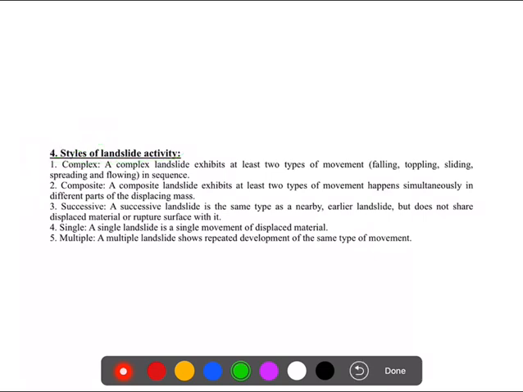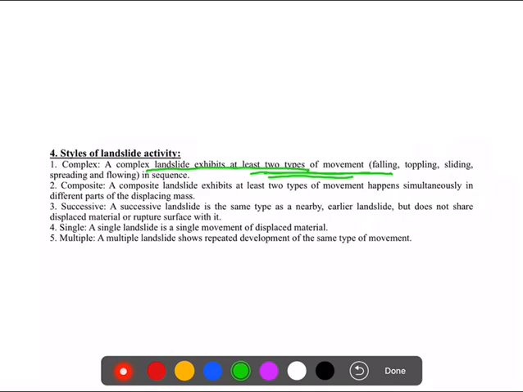So what is a complex landslide? A complex landslide exhibits at least two types of movement. So in one single landslide there will be two types of movement. These are the various types. It's already given in your notes, but maybe tomorrow or the day after, I will make a video lecture again regarding the types of landslides, where I will cover all these movements. So in a complex landslide, at least two movements will be there together.